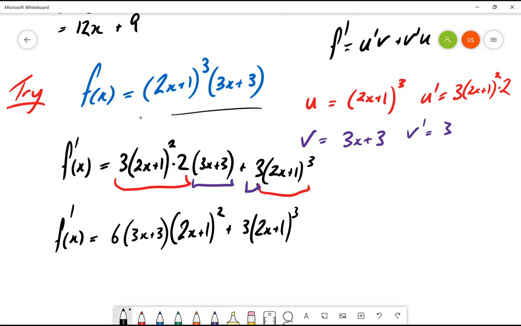Okay, so now I've been able to differentiate something gnarly like this using the simple rule. If I've got a product, it's UV dash plus VU dash. And I think that's cool. And it's easy for us to remember.